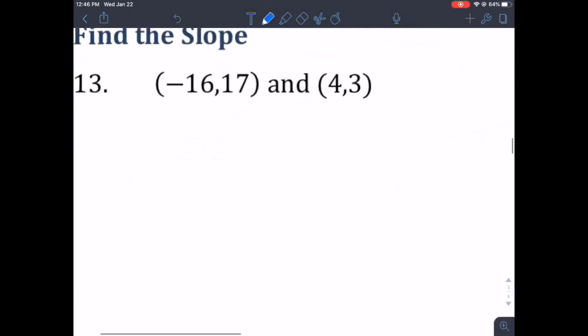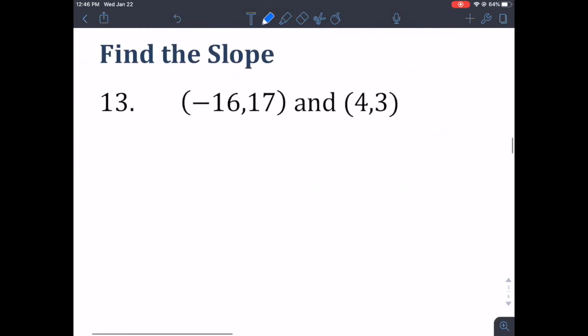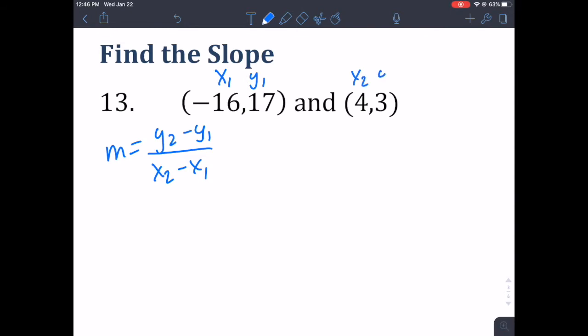All right, for this first one, let's start by writing down the formula. M equals y2 minus y1 over x2 minus x1. Now, it might be helpful to just go ahead right at the beginning and label the 4 numbers here. So I'm going to call this x1 and y1. They came from the same point, the first ones. And x2 and y2, they're the second points. If you do that, then it's easy to just plug the numbers in.